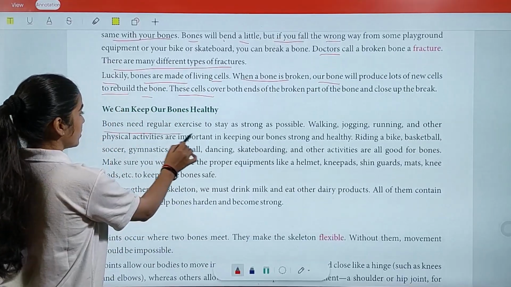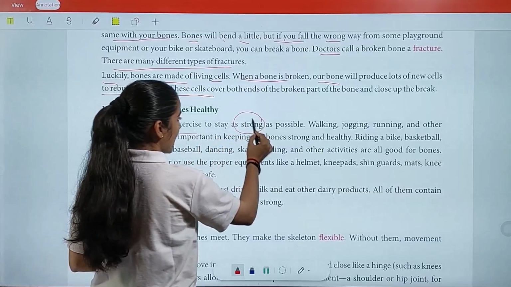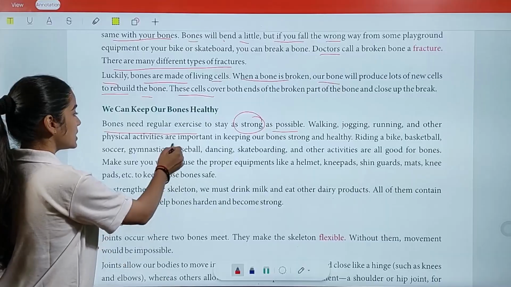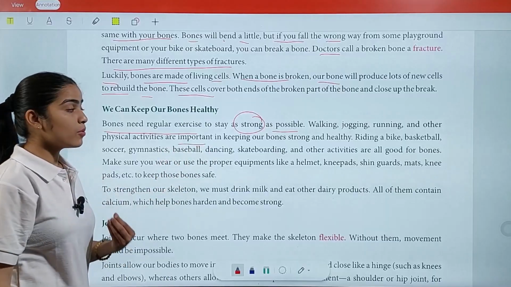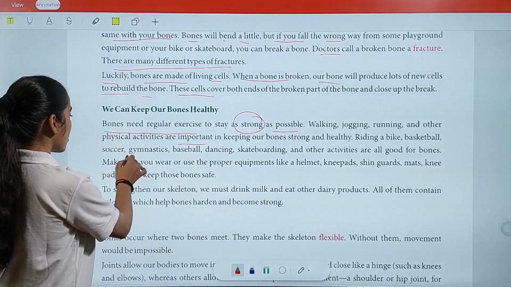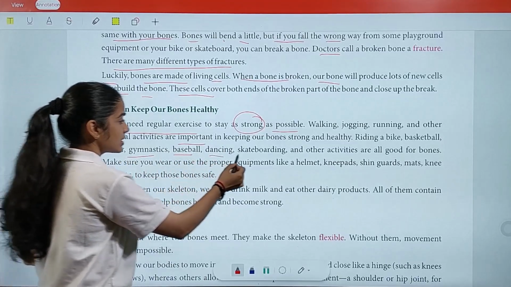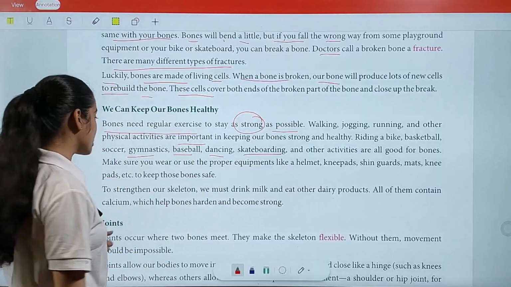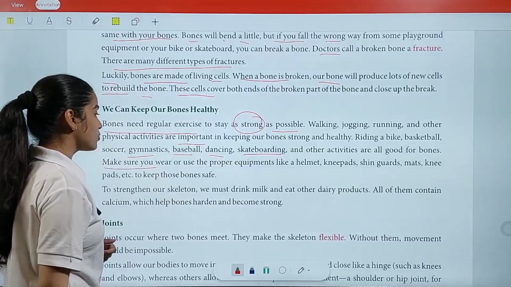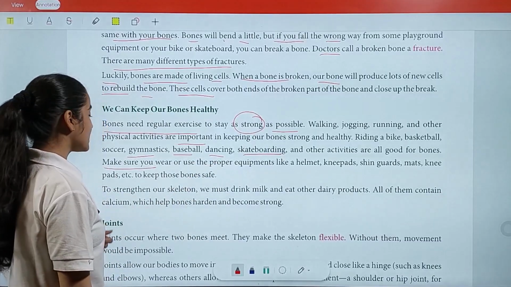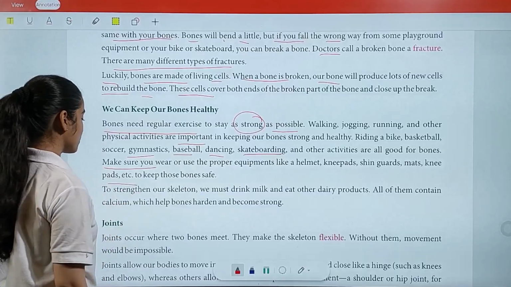Bones need regular exercise to stay as strong as possible. Walking, jogging, running, and other physical activities are important in keeping our bones strong and healthy. Riding a bike, basketball, soccer, gymnastics, baseball, dancing, skateboarding, these are the things which help us keep our bones in good condition. So make sure you wear or use the proper equipment like helmet, knee pads, shin guards, mats, etc. to keep those bones safe.